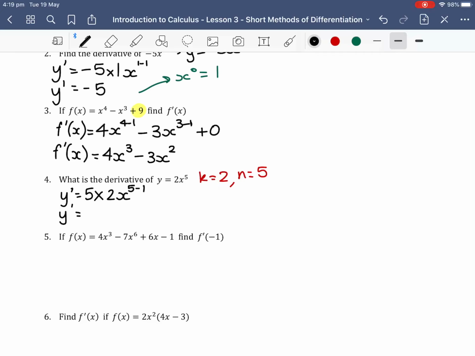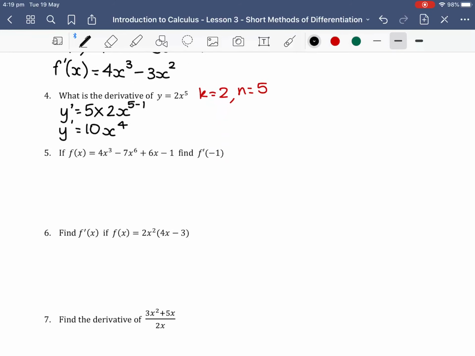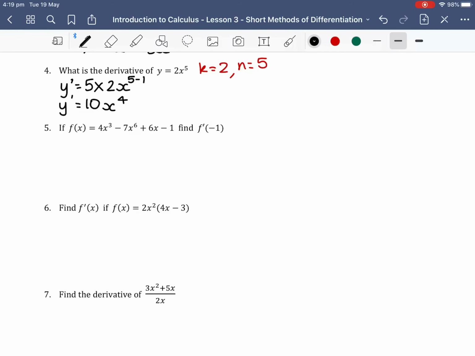So then this is y dash equals 5 times 2 is 10. x to the power of 5 minus 1 is 4. Now we have, if f(x) equals 4x cubed minus 7x to the power of 6 plus 6x minus 1, we want to find f dash when we sub negative 1 in for x. So we first need to find the derivative, so f dash x.